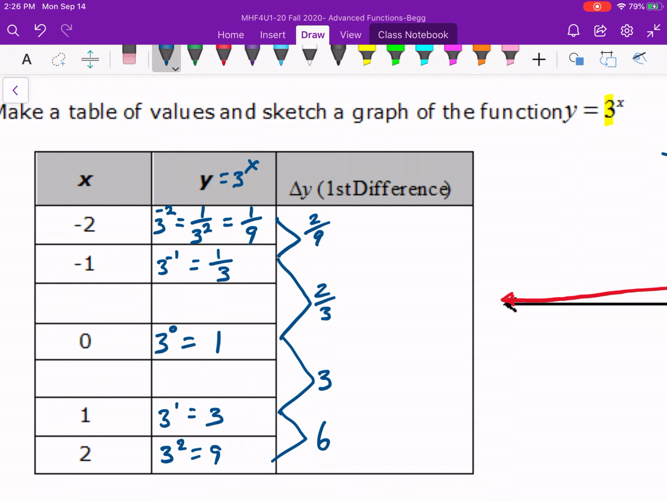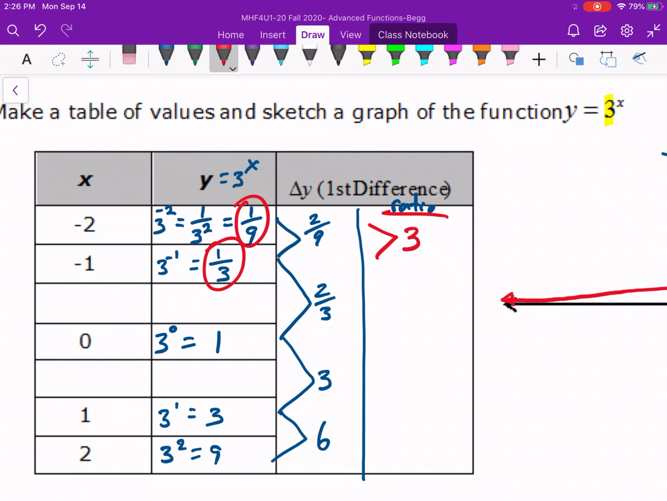So the ratio between 1/9 and 1/3, if I just draw an extra line in here, call this ratio. Let's do this in red so it's a little different. If I multiply 1/9 by 3, then I get a third, right? 1/9 times 3 is 3/9, and that reduces to 1/3. If I multiply 1/3 by 3, then I get 3/3, which is equal to 1.